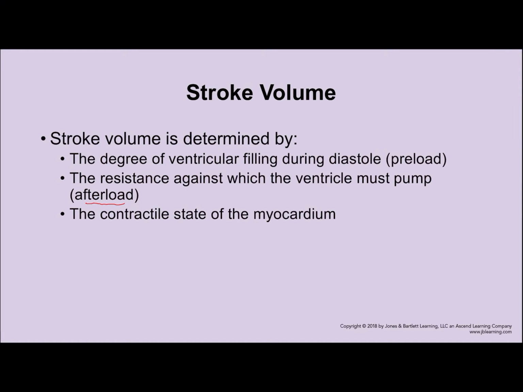It is determined by the afterload against which the heart has to pump. And so if there's higher afterload or higher resistance of those arterioles against which the heart is pumping, then the stroke volume will go down because it has to work harder to pump against that resistance. And then finally, stroke volume is determined by contractility. So contractility is essentially the amount of squeeze that the heart produces and how strongly that muscle is contracting.